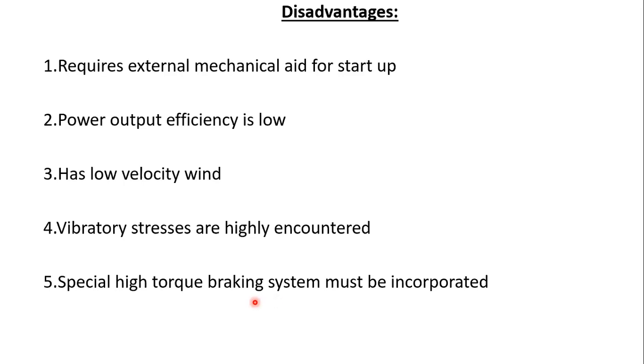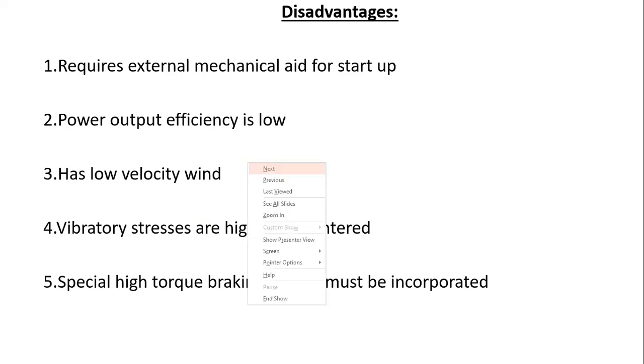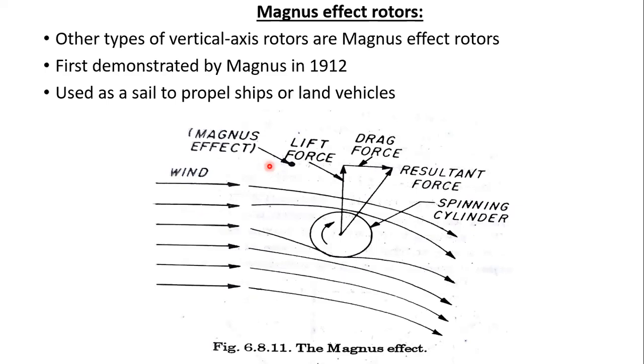And we will now see what other types of vertical axis rotors there are. Other types of vertical axis rotors are Magnus effect rotors. These consist of spinning cylinders. The cylinder will be spinning overall.